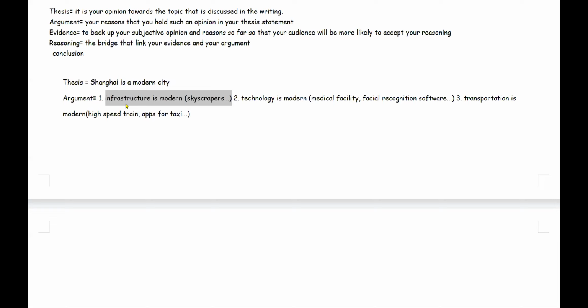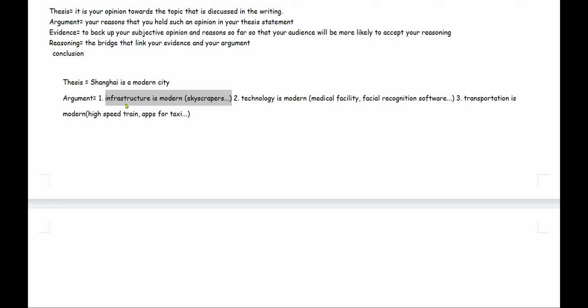Okay. So your reasoning statement would be, it takes advanced technology, though that overlaps with number two. It takes a sophisticated city structure, or city planning, to construct skyscrapers, right? And Shanghai certainly managed to accomplish that. Therefore, from this perspective, Shanghai is indeed a modern city.